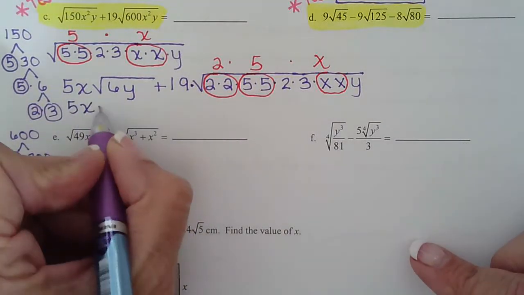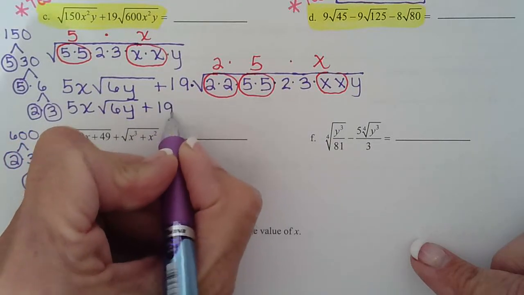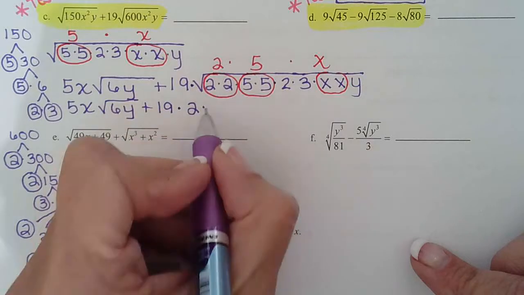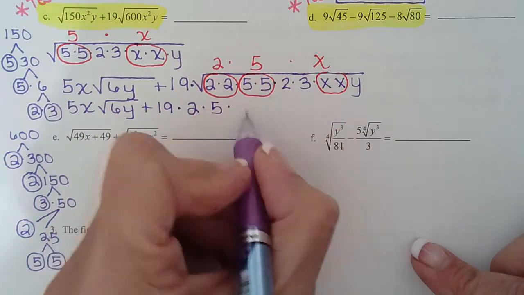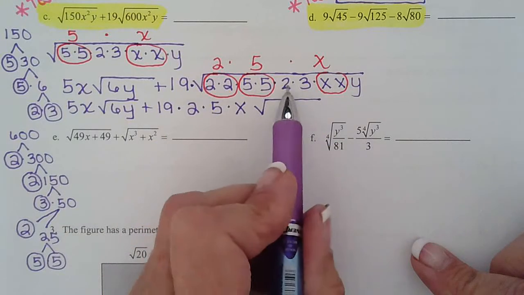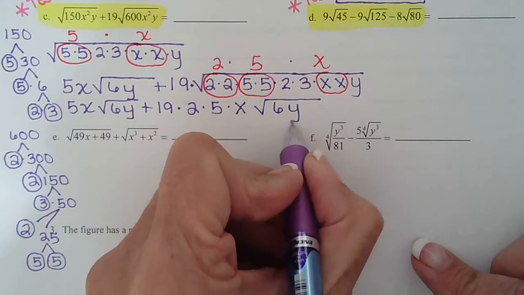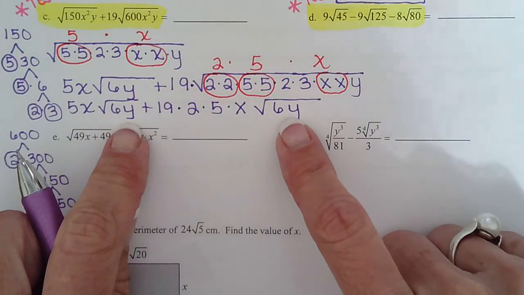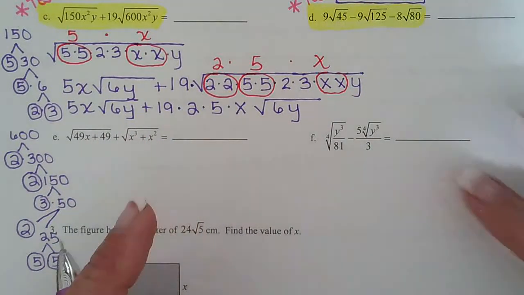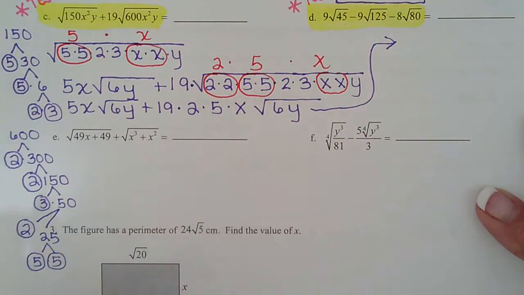5x square root 6y, already simplified, plus 19 times 2 times 5 times x. And then we have square root 6y. See how the square roots are the same? So we're getting close. I'm going to do this one on a separate sheet of paper, so I'm going to go ahead and go up here with that, and then we'll do that one on a separate sheet.